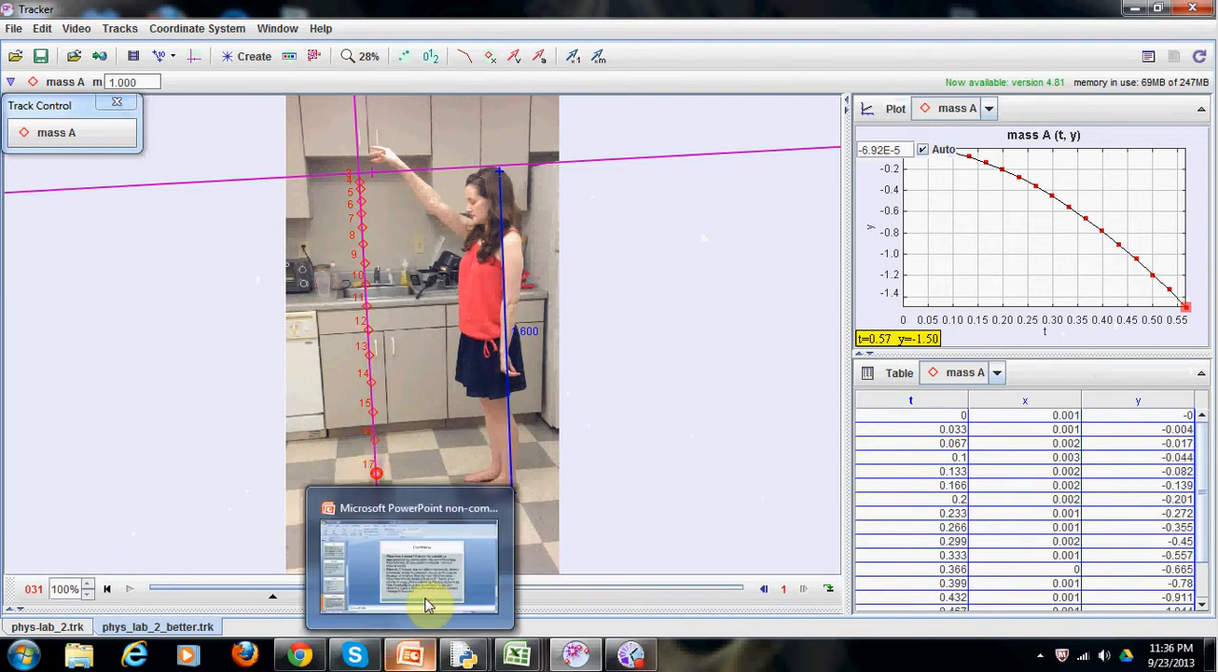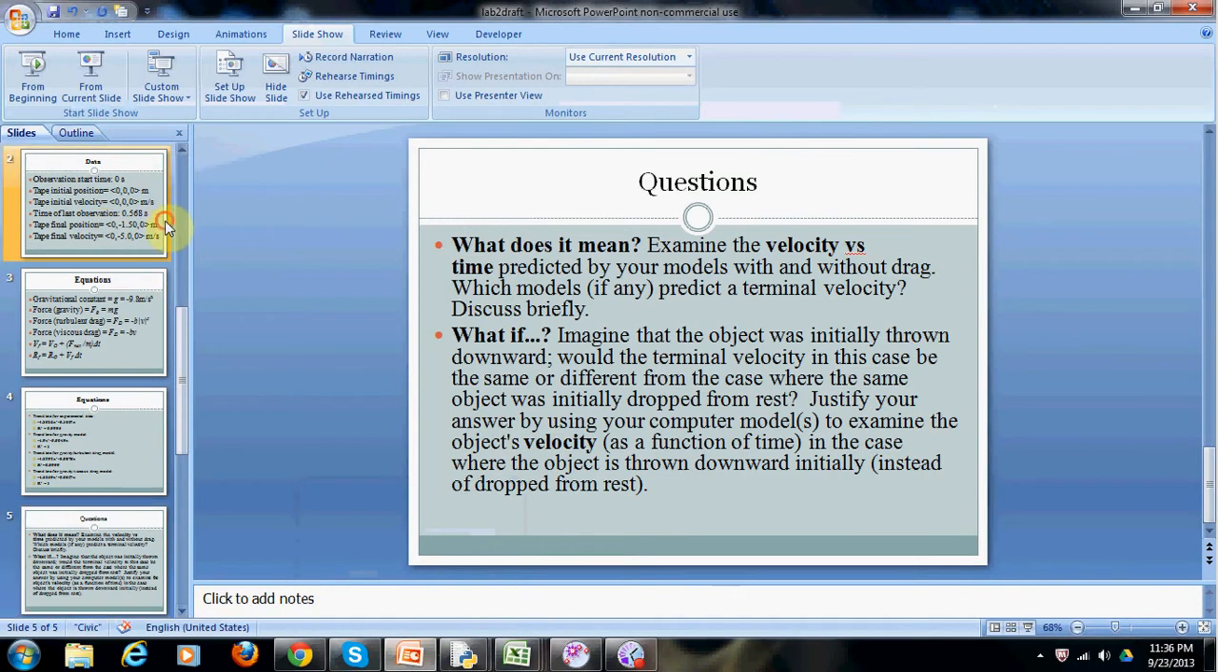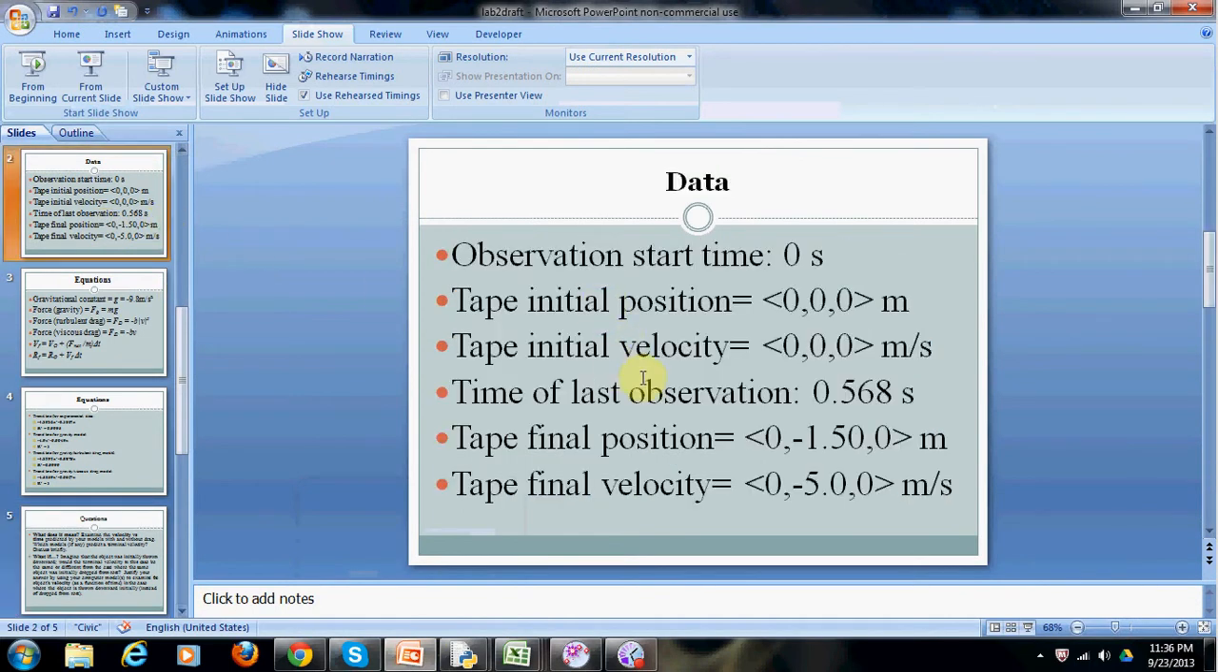And here's the data I obtained from Tracker. The main points I would like to focus on are the initial velocity and the final velocity. The initial velocity was 0 meters per second in the negative y direction, and the final velocity was 5 meters per second in the negative y direction. This just goes to show how great the magnitude of the forces interacting on the object are, since it was able to increase the velocity by this much in not even 1 whole second.